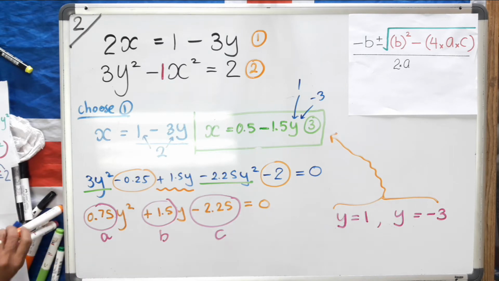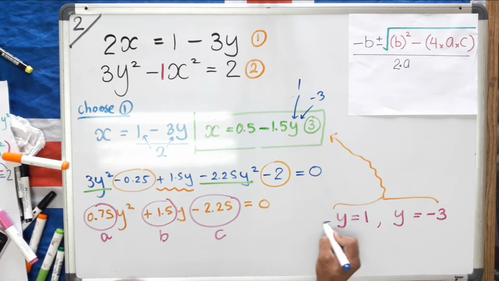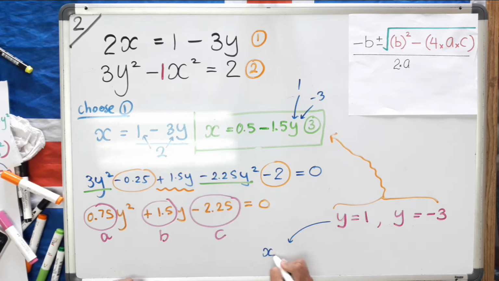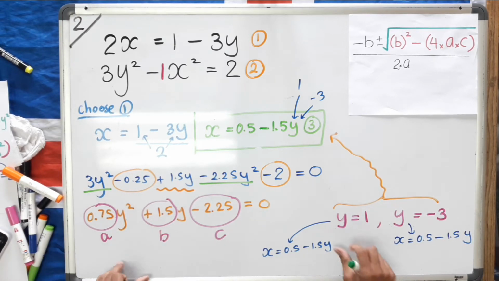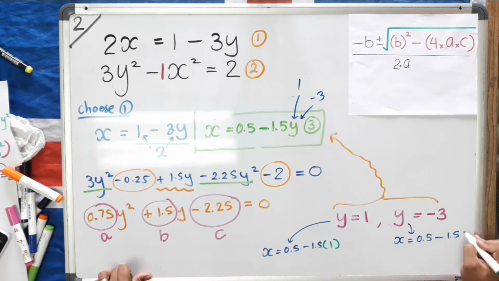So let's see if we can work this out here. Let's move to the side here, some space here. X is equal to 0.5 minus 1.5y, and I'm going to write it here again. X is equal to 0.5 minus 1.5y. I'm going to replace y with 1, and I'm going to replace y with minus 3. I'm going to work this one out. That will give me my first value for x. I'm going to work this out. That will give me my second value for x.